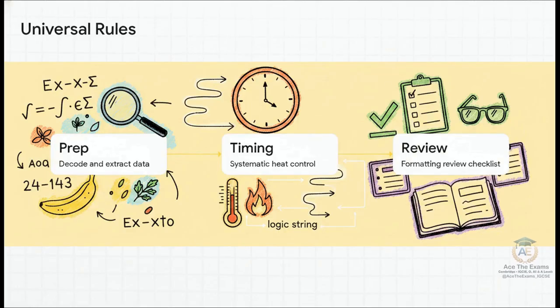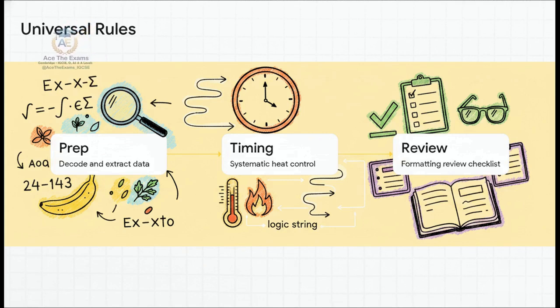Let's completely distill this entire masterclass down into 3 universal rules to take into your next exam. Rule number 1, the 3-step ingredient prep. This is your decoding phase. You must aggressively apply the LIATE rule to accurately and intentionally define your u and dv components before you calculate anything. Rule number 2, the heat control formula.